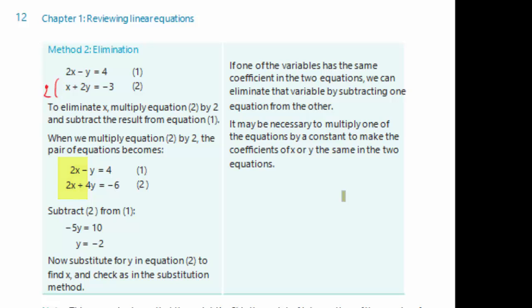Then you end up with 2x plus 4y equals minus 6. Now we've got 2x here and 2x there. Then you subtract one equation from the other. The x's disappear. You're left with the y's, and you find the value for y. Then you substitute into one of the equations and get the x. So this is going through it quickly.